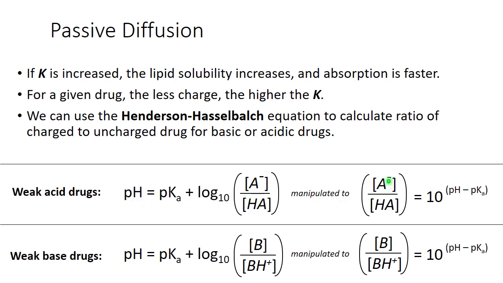So if we manipulate this, we get the ratio of deprotonated to protonated equals 10 to the power of pH minus pKa. I kind of just did that for you, and that's what I would give you on a quiz or a test. I would give you this final equation on the right here. Weak base drugs are very similar, except remember the B, the unprotonated or deprotonated base, is neutral, whereas the protonated base is charged. So that's the opposite there. The charged species is on the bottom here. When we manipulate that, we can calculate the ratio of deprotonated to protonated, or uncharged to charged, and that would equal 10 to the pH minus pKa. So it's really easy to calculate, but remember that's going to give us the ratio. That won't give us the percentage unless we do further calculation.